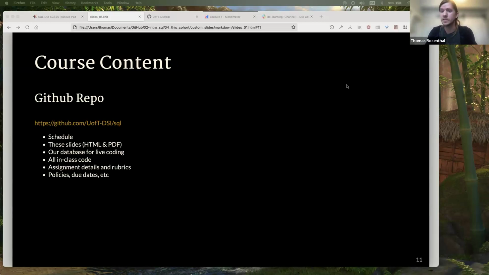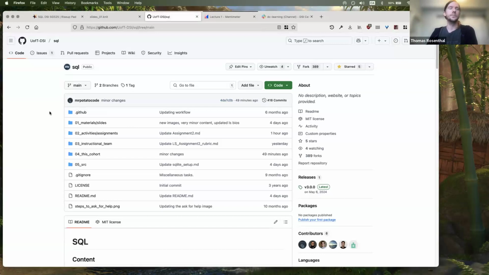All your assignment details and rubrics on how you'll be evaluated are there. And then just your typical policies, due dates, etc. Let me just show it so that it's there.